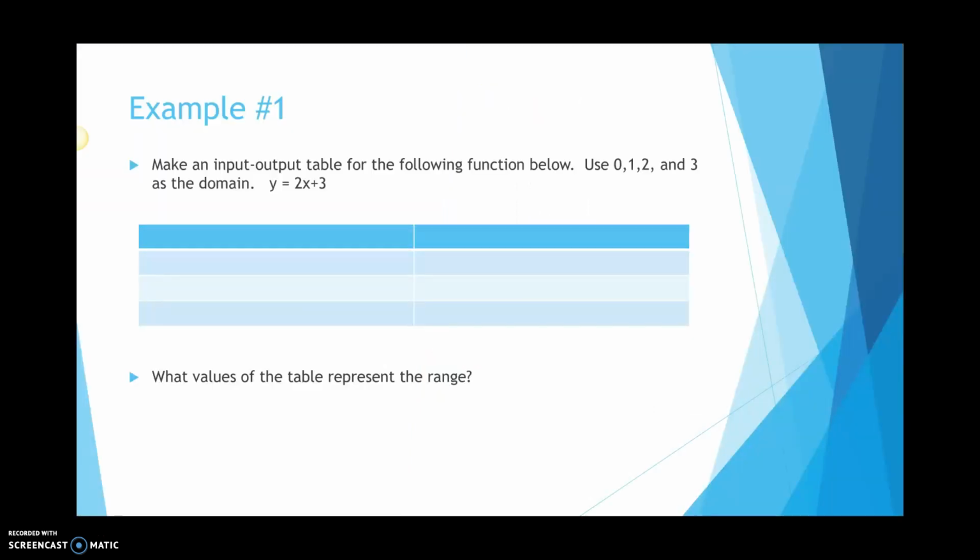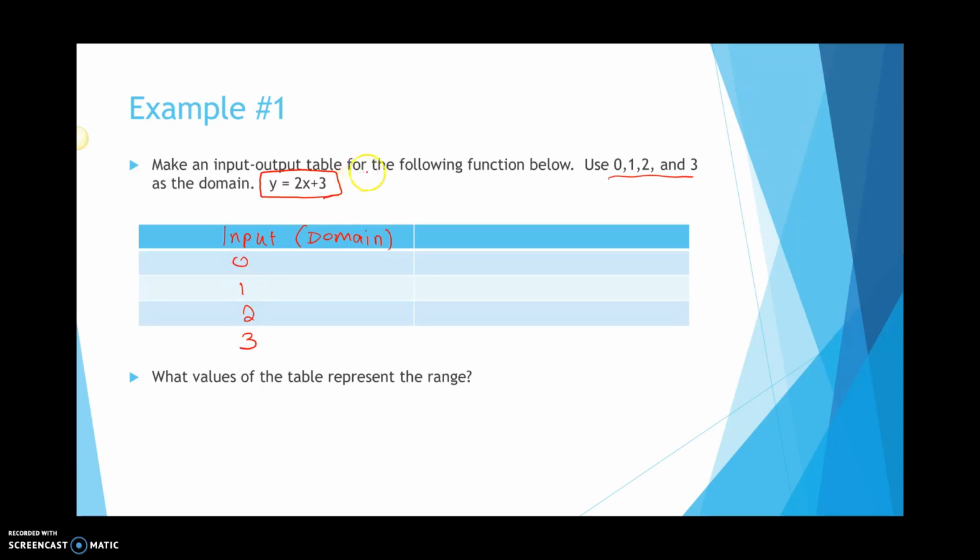So let's work on some examples here looking at functions. Example number 1, they want us to make an input-output table for the following function below, which is y equals 2x plus 3. And they want us to use the values of 0, 1, 2, and 3 as the domain. So let's go ahead and fill out this chart. We have our input. That again represents our domain. They gave us our domain values of 0, 1, 2, and 3.